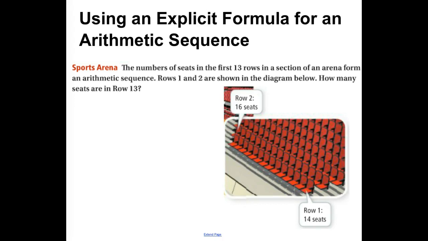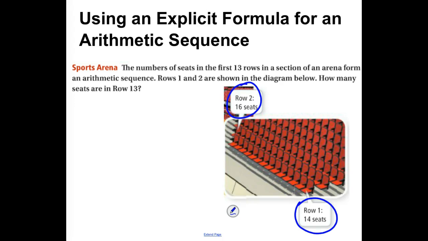It says the number of seats in the first 13 rows in a section of an arena form an arithmetic sequence. Rows 1 and 2 are shown in the diagram below. How many seats are in row 13? So we are given that in row 1 there's 14 seats and in row 2 there's 16.